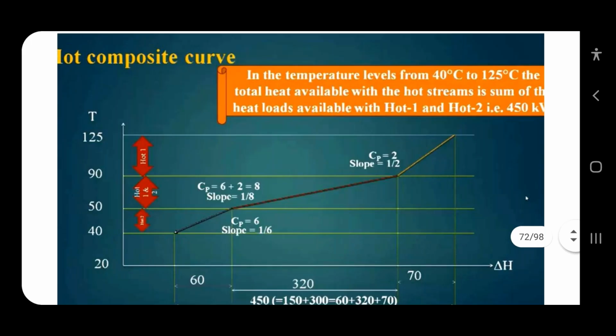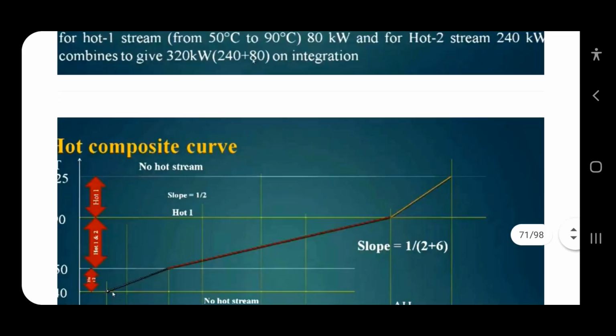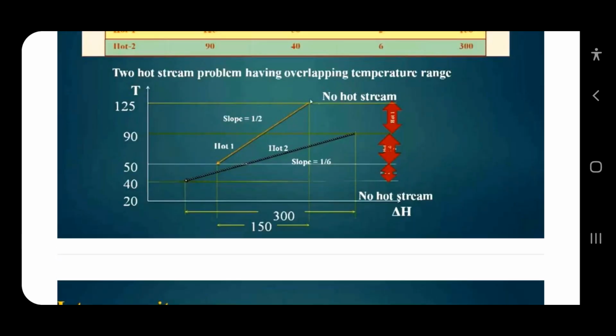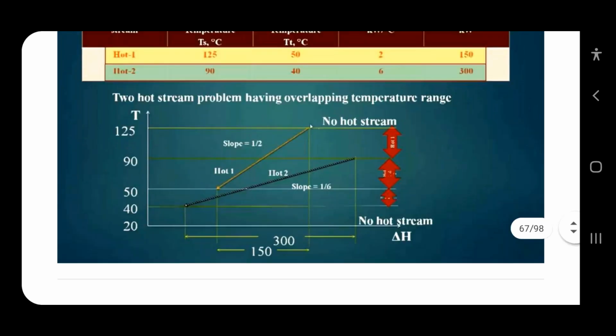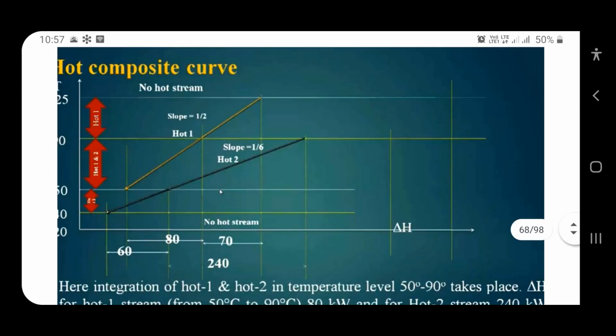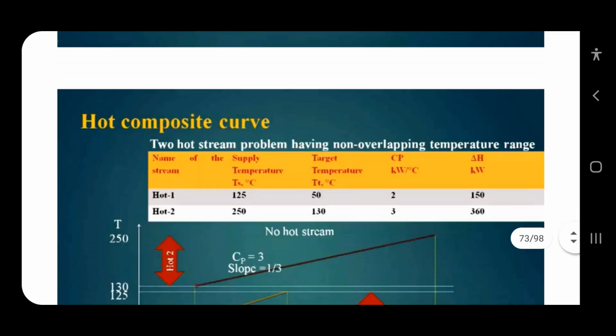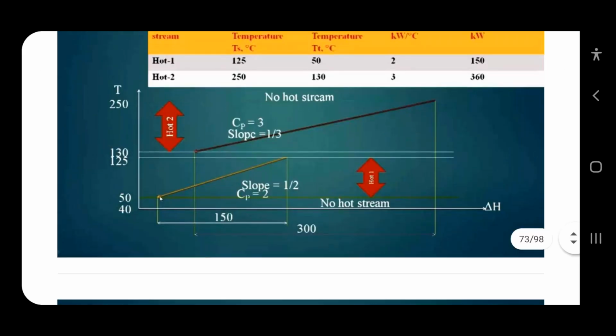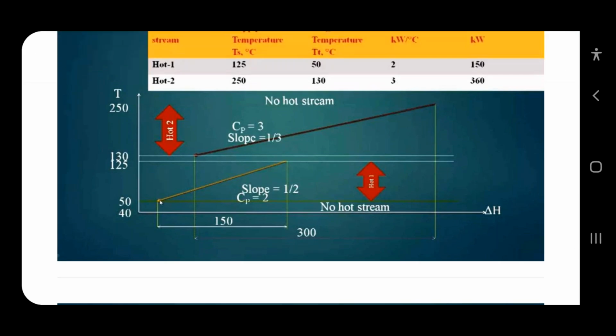Have a look, there are two common terms here, but this line is completely touched to the hot stream. Here hot stream 1 and hot stream 2 touch with each other, but what happened in the next problem? They did not touch with each other, according to their temperature profile. So there is a condition for that.